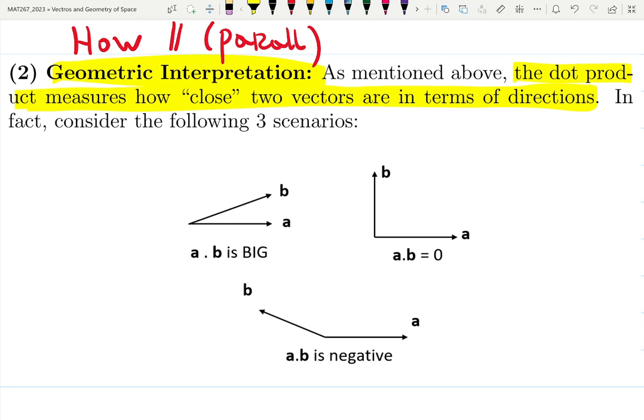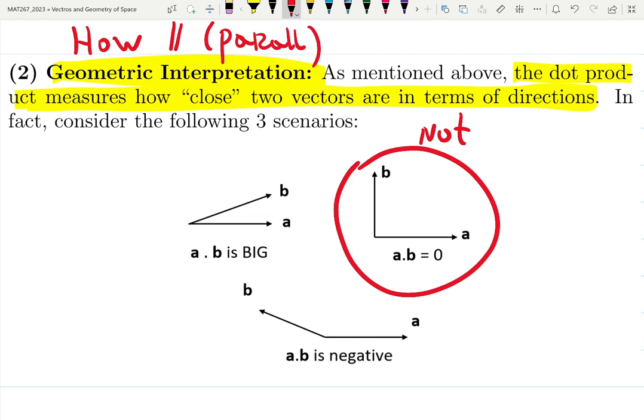Perpendicular, then the dot product will be 0. Exactly. So let's write down this one first. If not parallel at all, the dot product gives you 0. Because that means the lines are, by definition, not equal, or whatever. That means they're perpendicular. Dot product is 0.